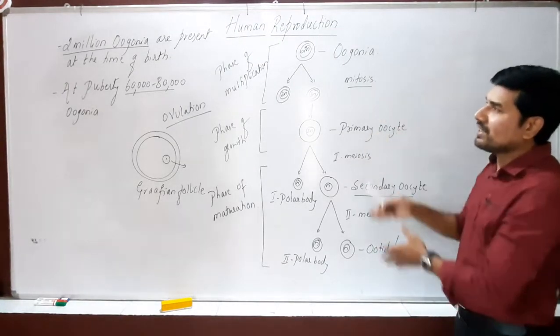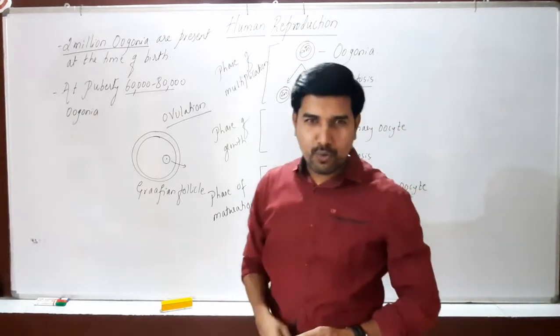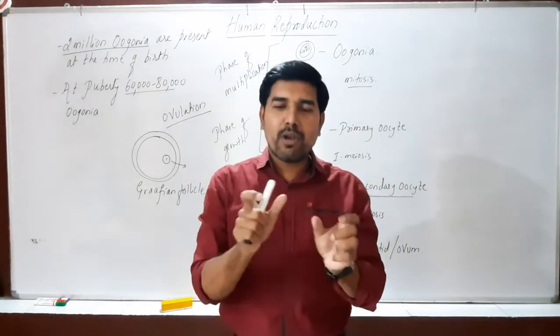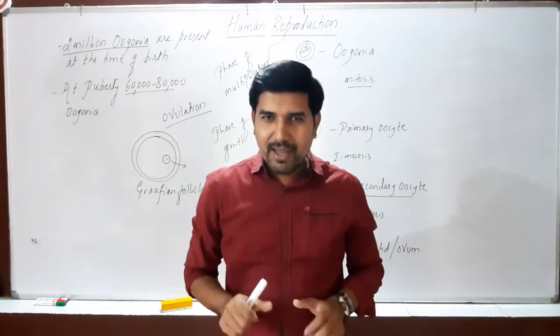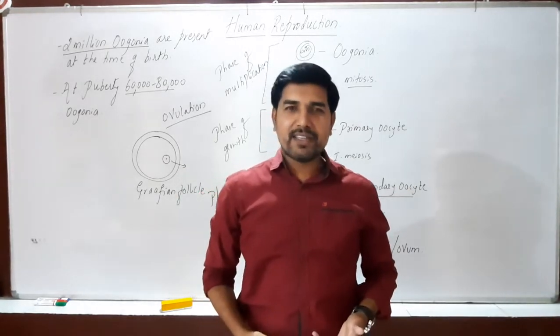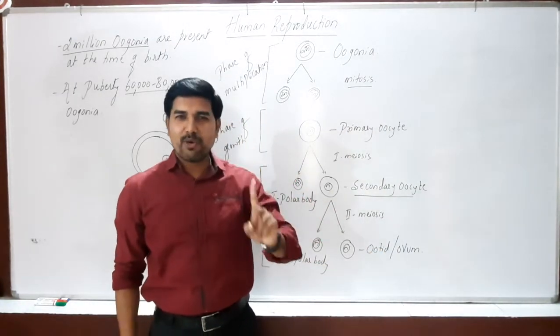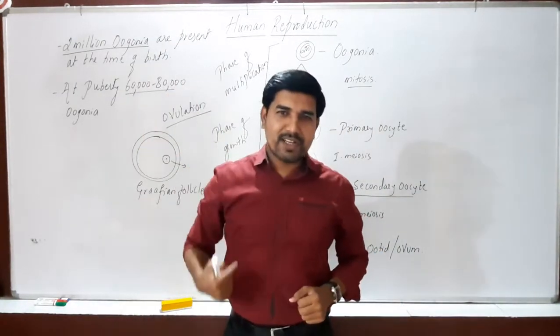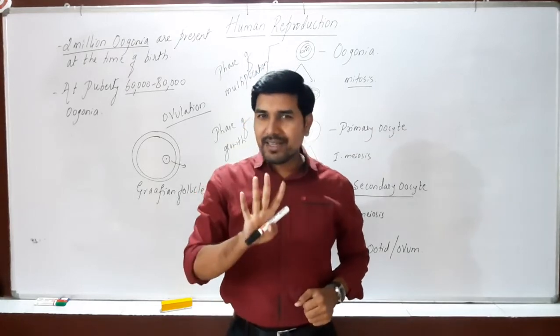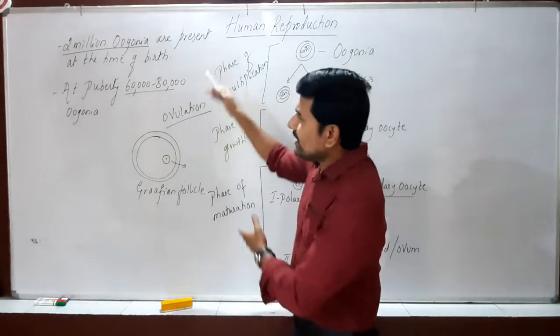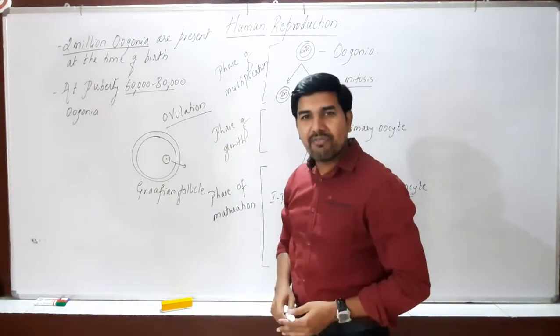So this is regarding the process of oogenesis. Spermatogenesis and oogenesis are almost the same process. The difference we find is that at the end of oogenesis we have only one functional ovum, while at the end of spermatogenesis we have 4 functional sperms. And that is the process that occurs in the female ovary.